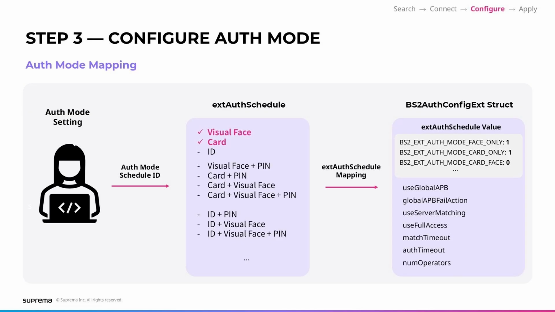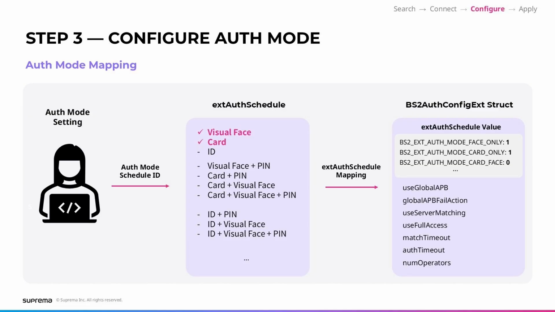In this step, we define which authentication modes are allowed, such as face, card, ID, or combinations like face plus PIN. On the left, you can see the authentication mode selected in the program. Each mode maps to a specific index in the ext auth schedule array inside bs2 auth config ext.